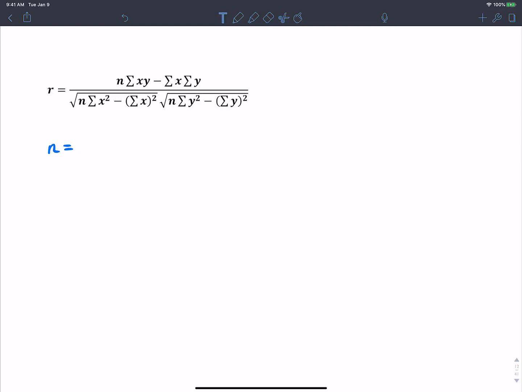So let's write that down. We need sum of xy. We need sum x squared. We need sum y squared. We actually need sum x, and we need sum y. So we're going to need every one of these values here to answer the question. Okay, so this is what we're going to do now.